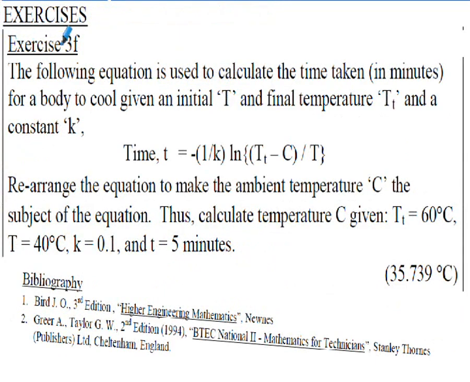Further question, exercise 3f here, you're given an equation t is equal to minus 1 divided by k multiplied by the ln of t minus c all divided by t. In this question, again, you need to rearrange to get the ln on its own. You simply multiply both sides by minus k. We'll leave you with the ln function and then take exponential functions of both sides of the equation.